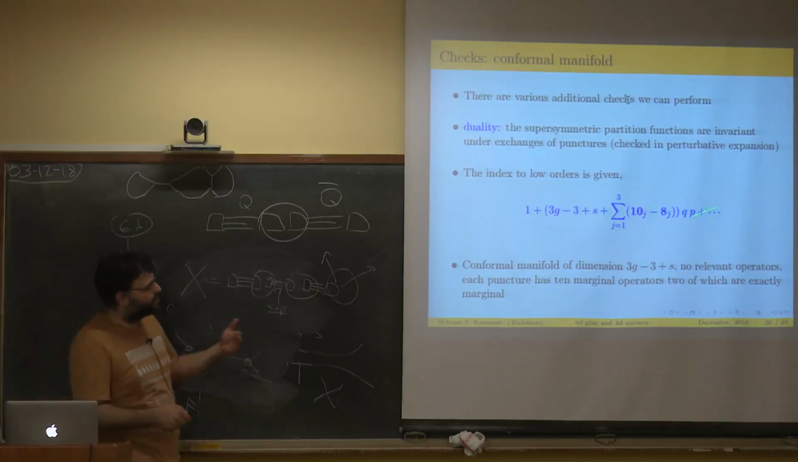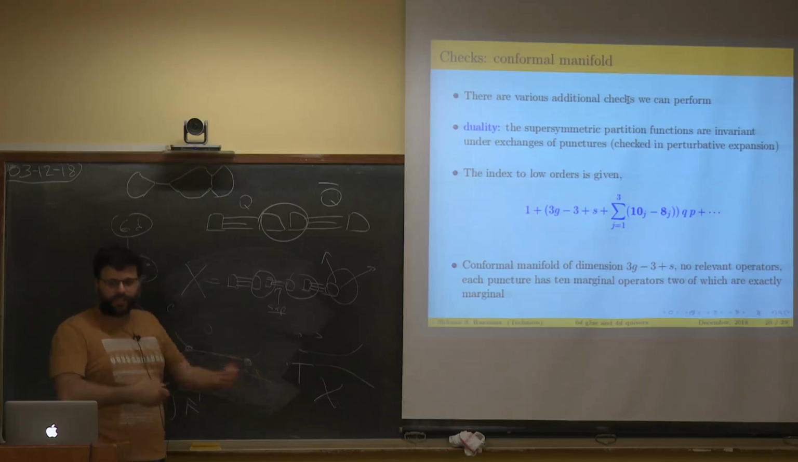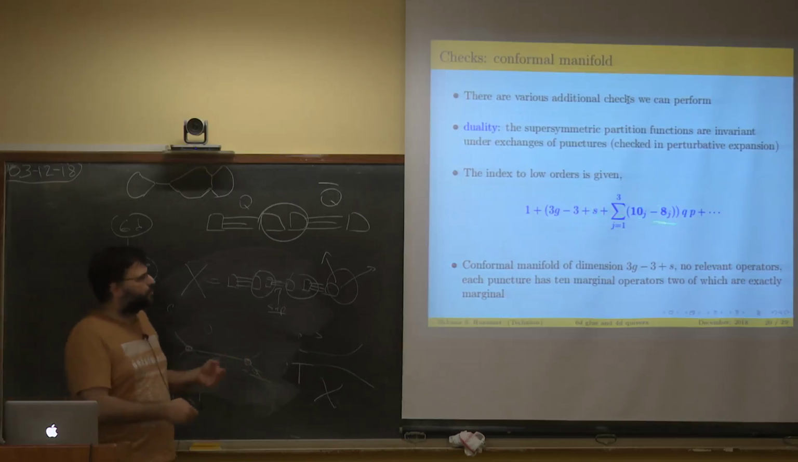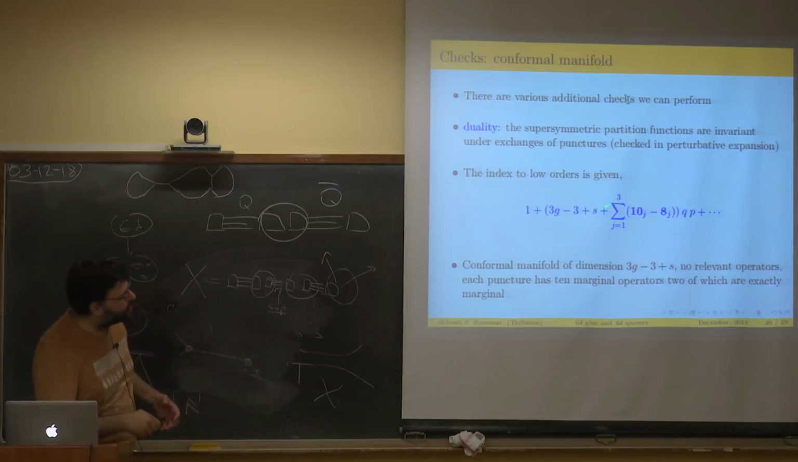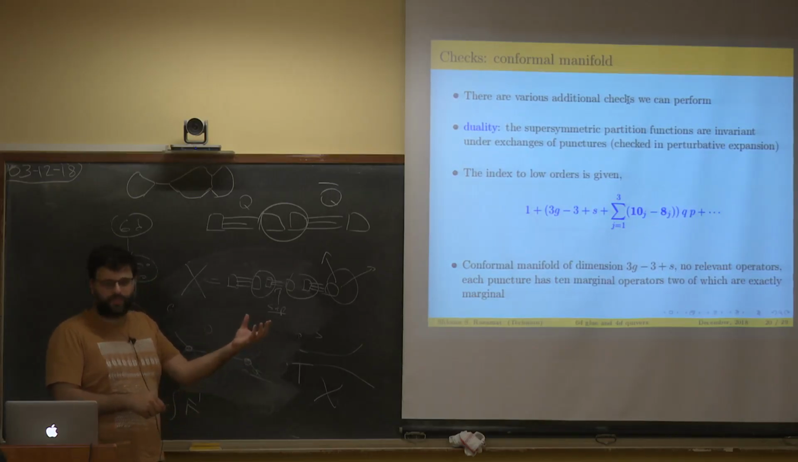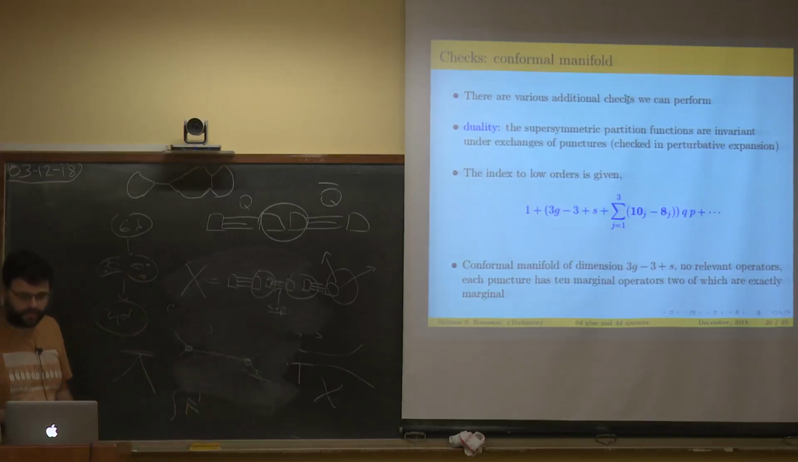For example, at a particular order of the index, marginal operators minus conserved currents need to appear. If you compute the index of a generic theory, you get 3G minus 3 plus S marginal operators, then there are conserved currents for the SU3s of the punctures. This needs to be S and not 3. And then there are other marginal operators which are charged under puncture symmetry, which are in the 10 representation of SU3. Okay? So there are these types of checks that you can perform.